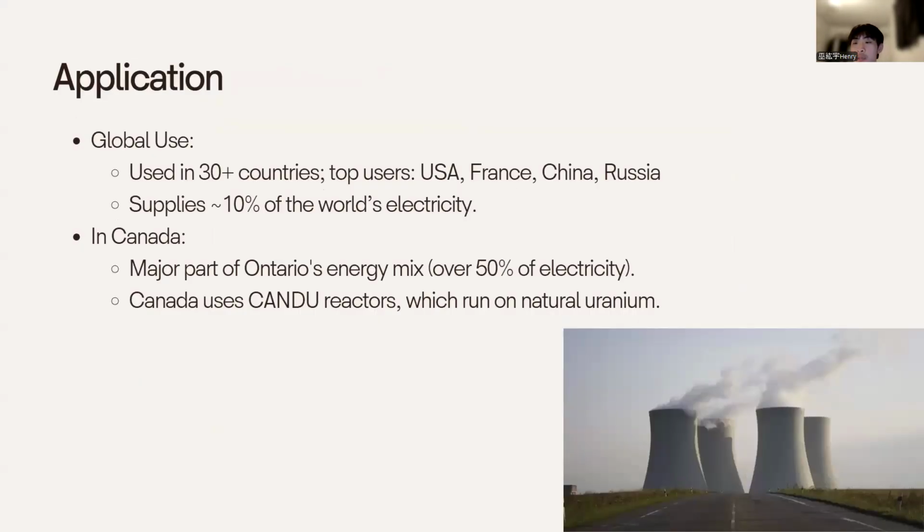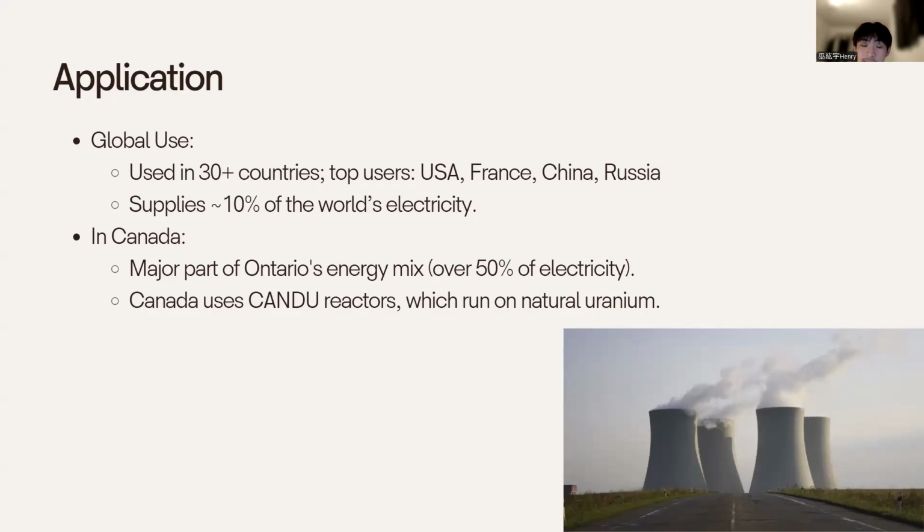And lastly, the applications. Nuclear energy is used in over 30 countries, and the top users include the US, France, China, and Russia. It provides around 10% of global electricity, which is much lower than fossil fuels, which are about 80%. In Canada, it plays a major role, especially in Ontario, where it supplies over 50% of the province's electricity.